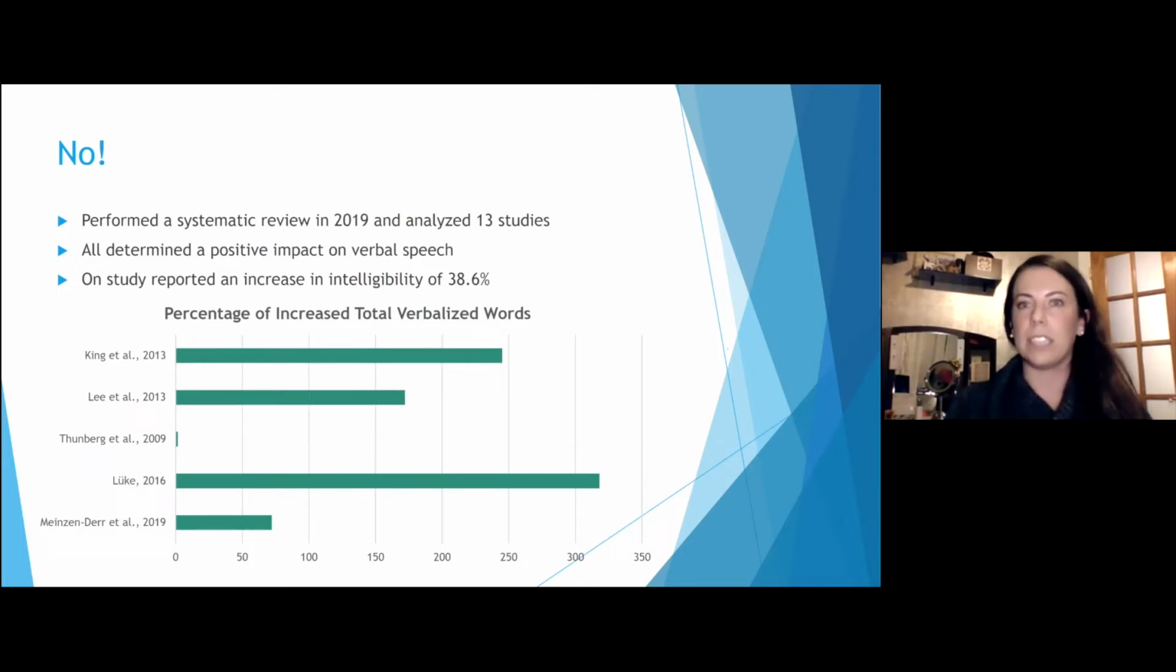So all of the studies determined that the use of a speech generating device had a positive impact on that child's verbal speech. And one of the studies actually reported that the child increased their intelligibility by 38.6%. And the way that we look at intelligibility, if you're not familiar with that, is that I will have a child come in, I'll do a language sample, and I'll say, okay, about how many words did I understand from the 10?